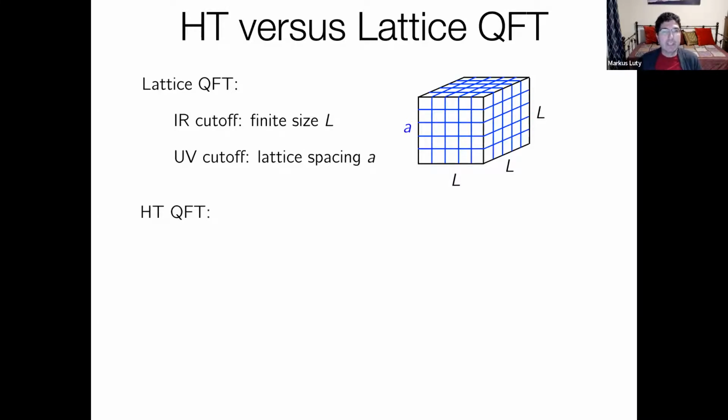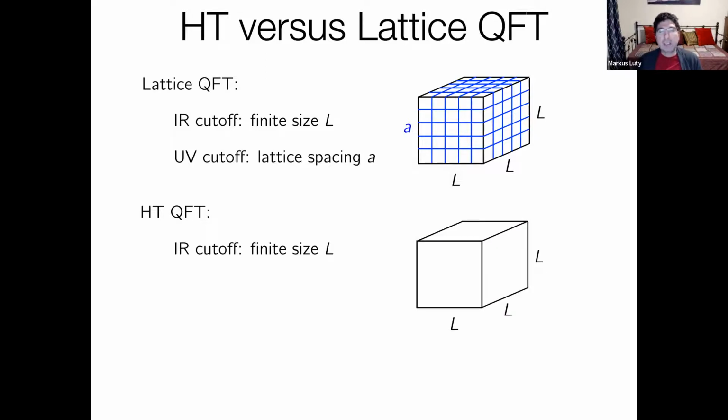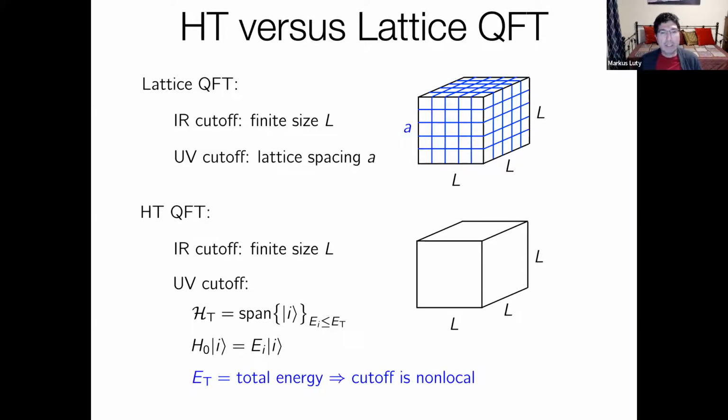Now in HT, in Hamiltonian truncation, we use exactly the same IR cutoff. We put the theory in a box of size L, okay? But the UV cutoff is given by the total energy as measured by the free Hamiltonian. And crucially, one of the major differences that's going to be really important is that this E_T, which defines the UV cutoff for Hamiltonian truncation, is the total energy, right?